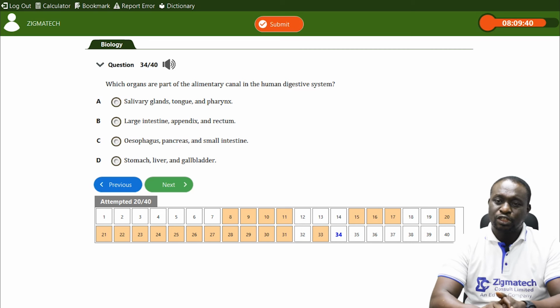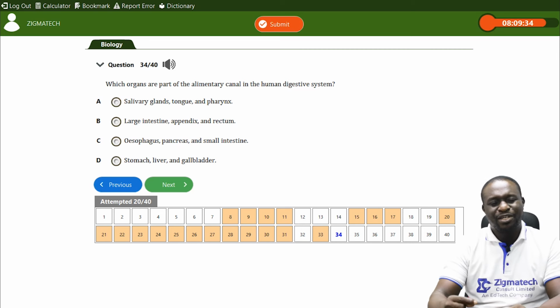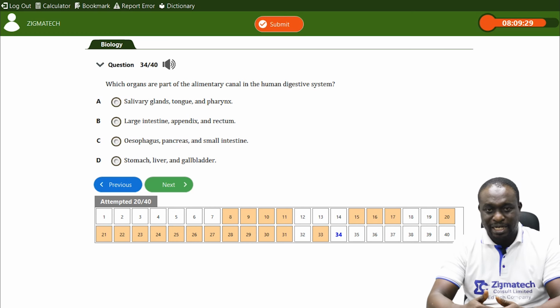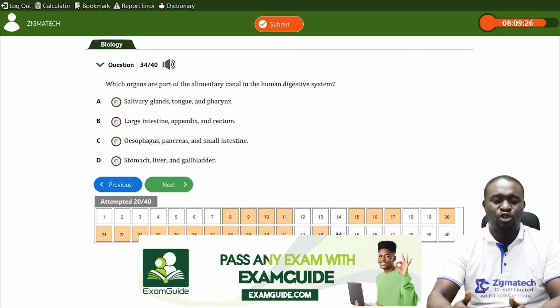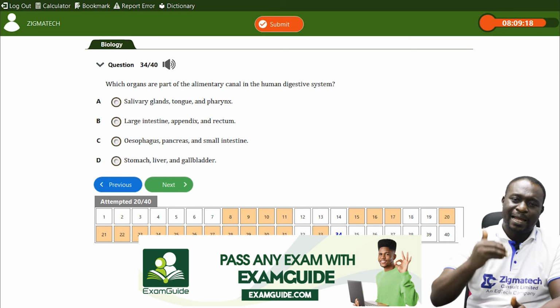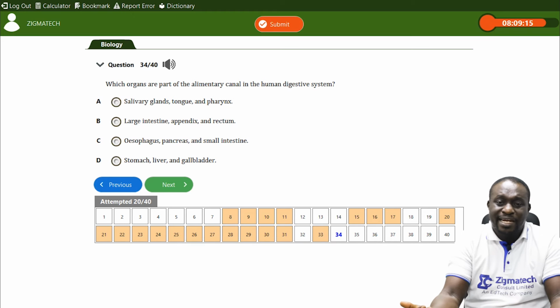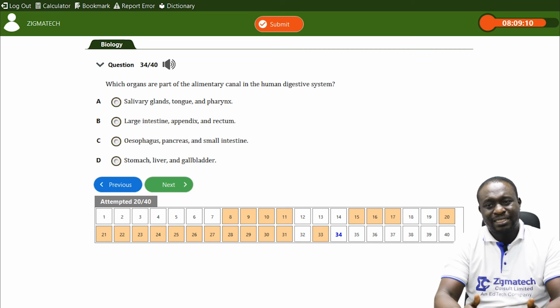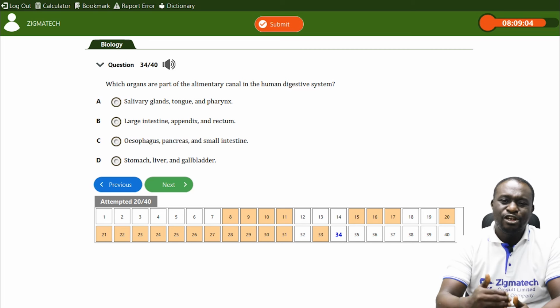Now let's look at option B. Option B says large intestine, appendix, and rectum. Now, in humans, the large intestine is part of the alimentary canal. The rectum is also part of the alimentary canal. But the appendix is not part of the alimentary canal, being that the appendix does not carry out any function in the digestive system or in digestion. The appendix is referred to as a vestigial organ. It doesn't carry out any known function as it relates to digestion.